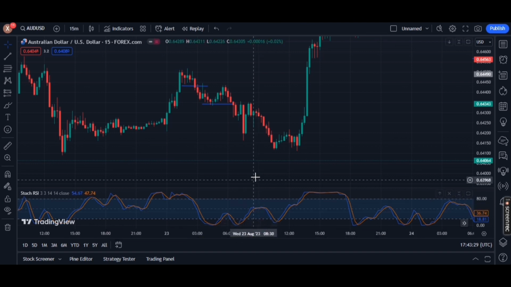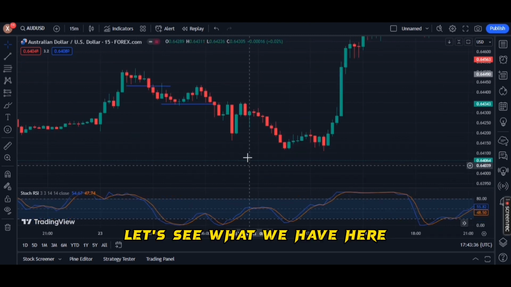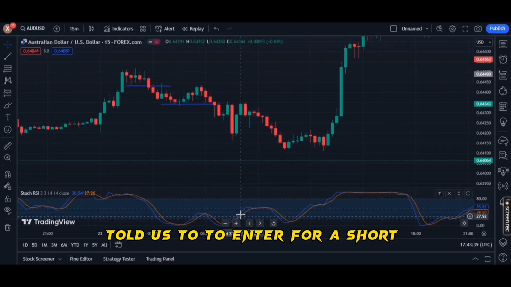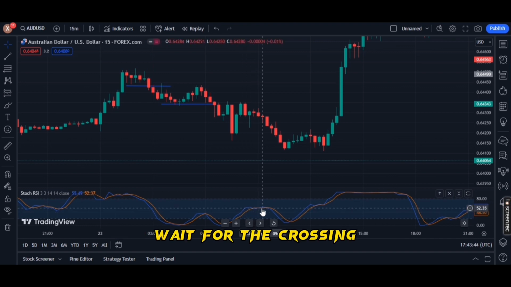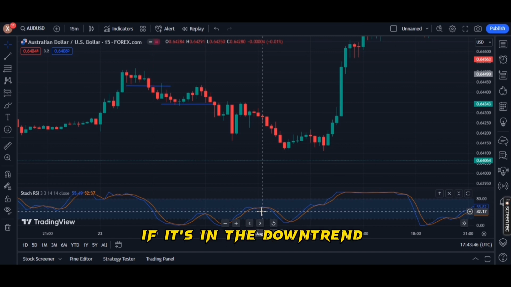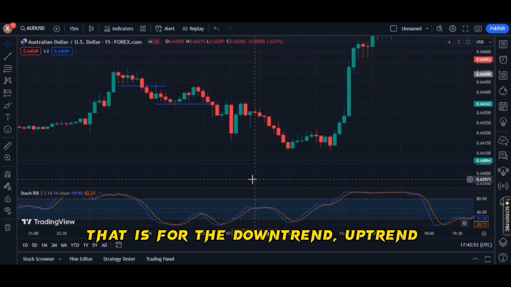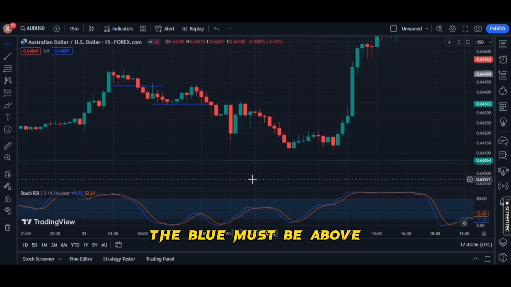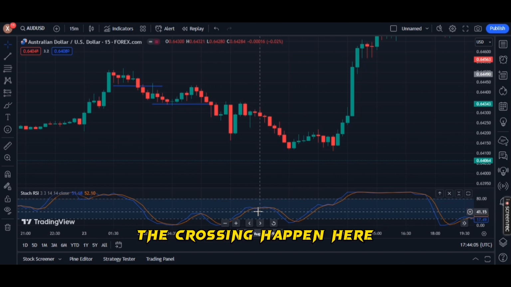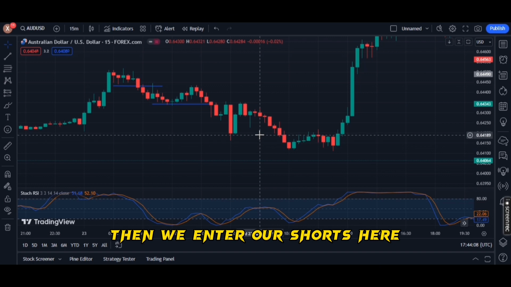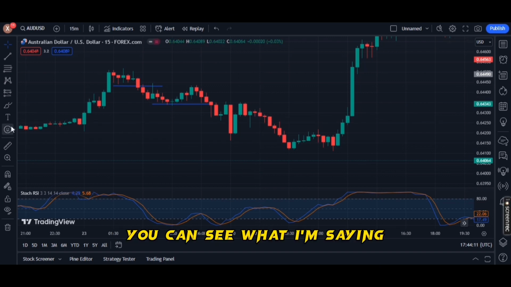Let's see what we have here. The stochastic hasn't told us to enter for a short. We wait for the crossing, and if it's a downtrend, the red stochastic must be above and the blue must be below. That is for a downtrend. For an uptrend, the blue must be above and the red below, vice versa. I think the crossing happened here. Then we enter for our short here. You can see what I'm saying.